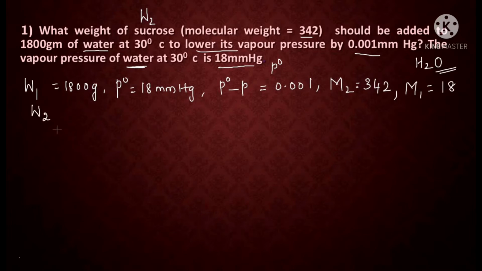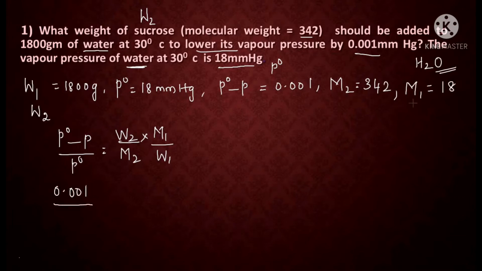Now write down the formula, students. P0 minus P by P0 is equal to W2 by M2 into M1 divided by W1. Substitute all the values. What is P0 minus P? 0.001 divided by 18, is it not? 18 mmHg, the P0 value is 18. That is equal to, what is W2? We want to calculate it, is it not? M2, what is M2? It is 342. 342 into M1, 18. W1, what is W1?